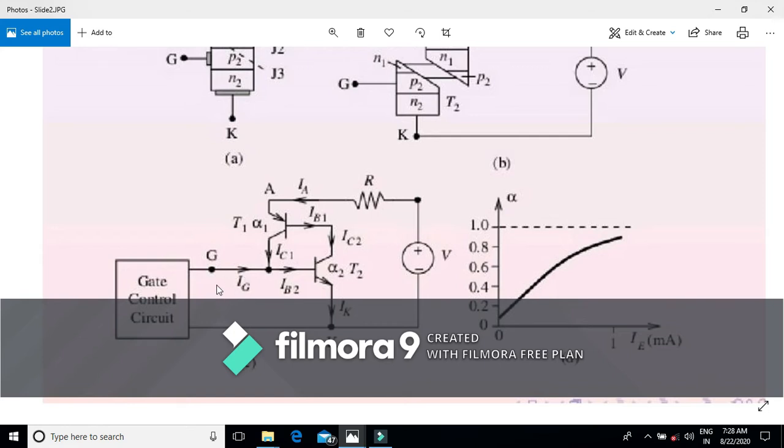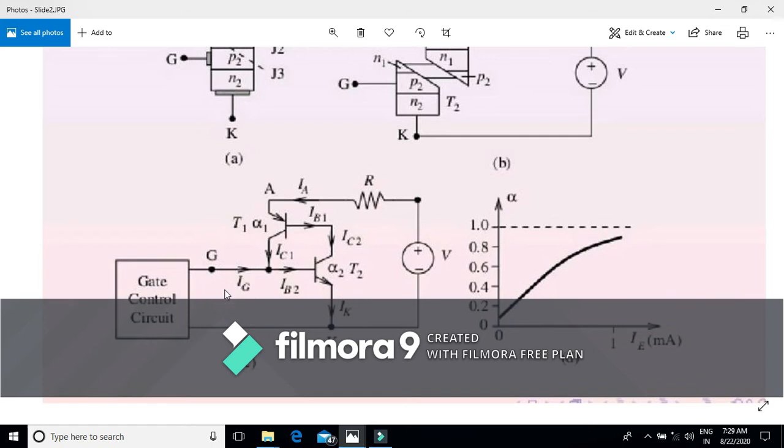That means the gate voltage is applied between the gate and cathode terminals. Here, this whole SCR is divided into two transistors. This is the transistor T1 and this is the transistor T2, and this gate plus this collector current forms the base current or driving current for the transistor T2. This represents the anode current, this is the cathode current, and this is the gate current.